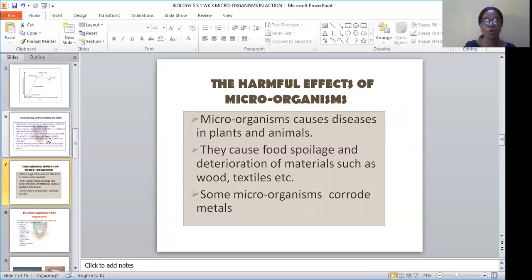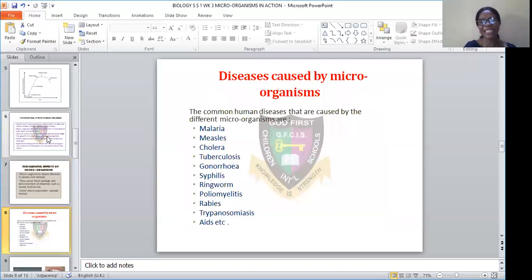Thirdly, microorganisms corrode metals. Like you see that your metal materials at home are getting rust. This is due to microorganisms on such metal. What are the diseases caused by these microorganisms? We have different diseases caused by various microorganisms. We have malaria, measles, cholera, tuberculosis, gonorrhea, syphilis, ringworm, poliomyelitis, rabies, trypanosomiasis, AIDS, and others.